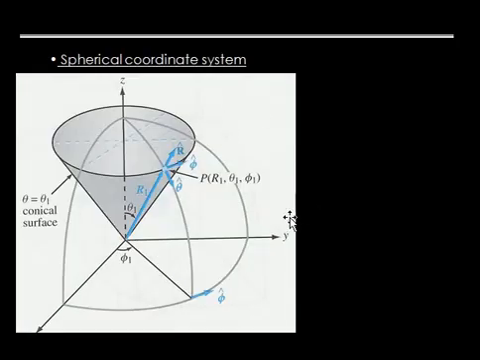Spherical coordinate system. The spherical coordinate system consists of a sphere in the xyz space making a cone with respect to the z axis. The axes of the spherical coordinate system are r, theta and phi. R is the radius of the sphere, theta is the half angle of the cone, and phi is the azimuthal angle in the xy plane. Thank you.